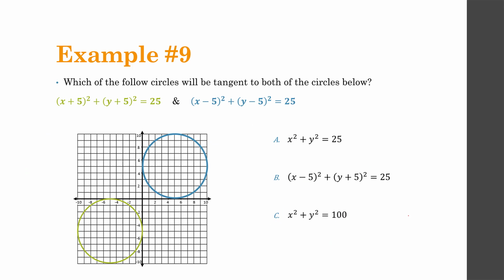Right, here's a different type of problem. Which of these 3 options is going to be tangent to these 2 circles here? So what we're going to do actually is just go ahead and graph all 3 circles, and tangent means that you touch in exactly one spot. So on option A, we have a center of 0, 0 and a radius of 5. So I'll go ahead and plot that. A 0, 0 and a radius of 5. Left, right, up, down.